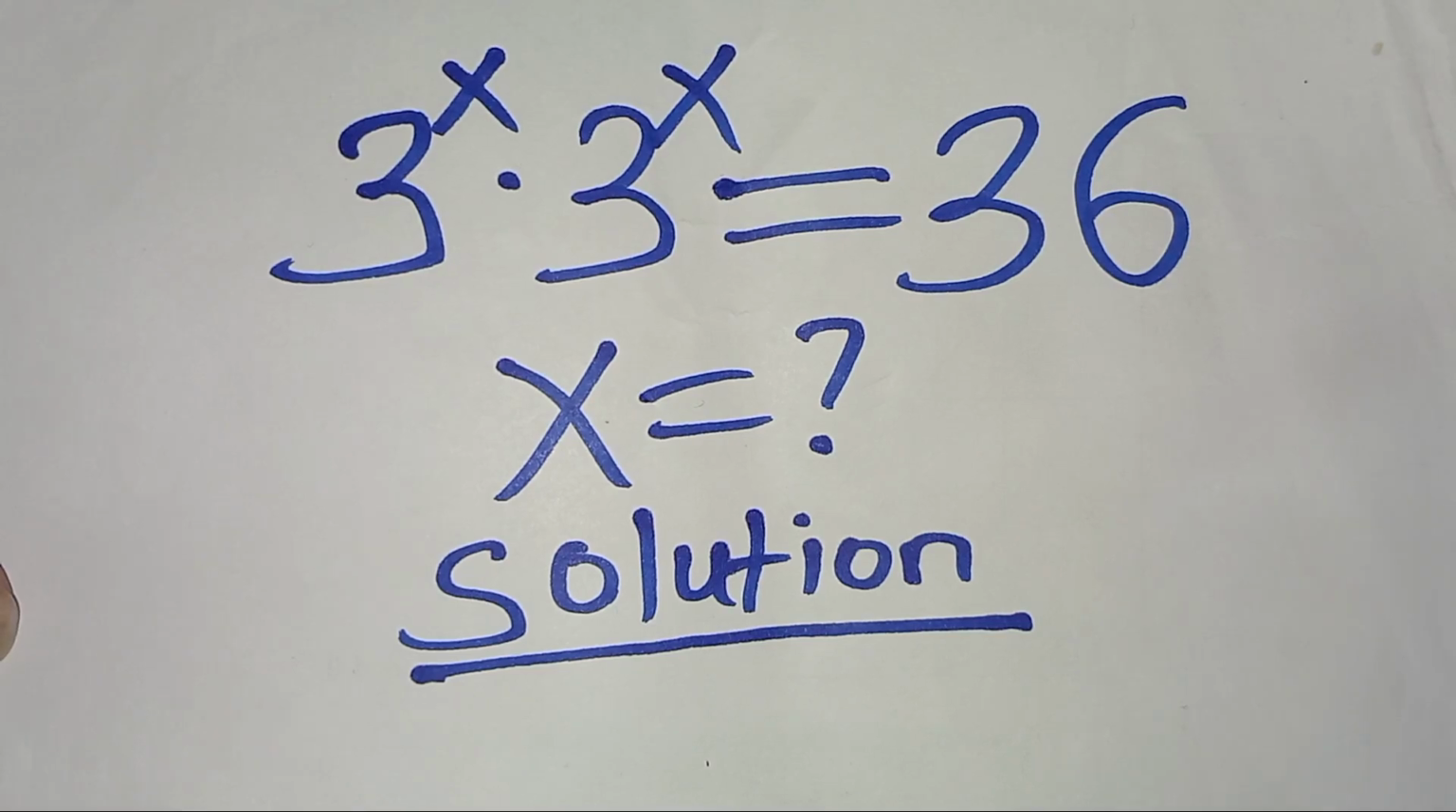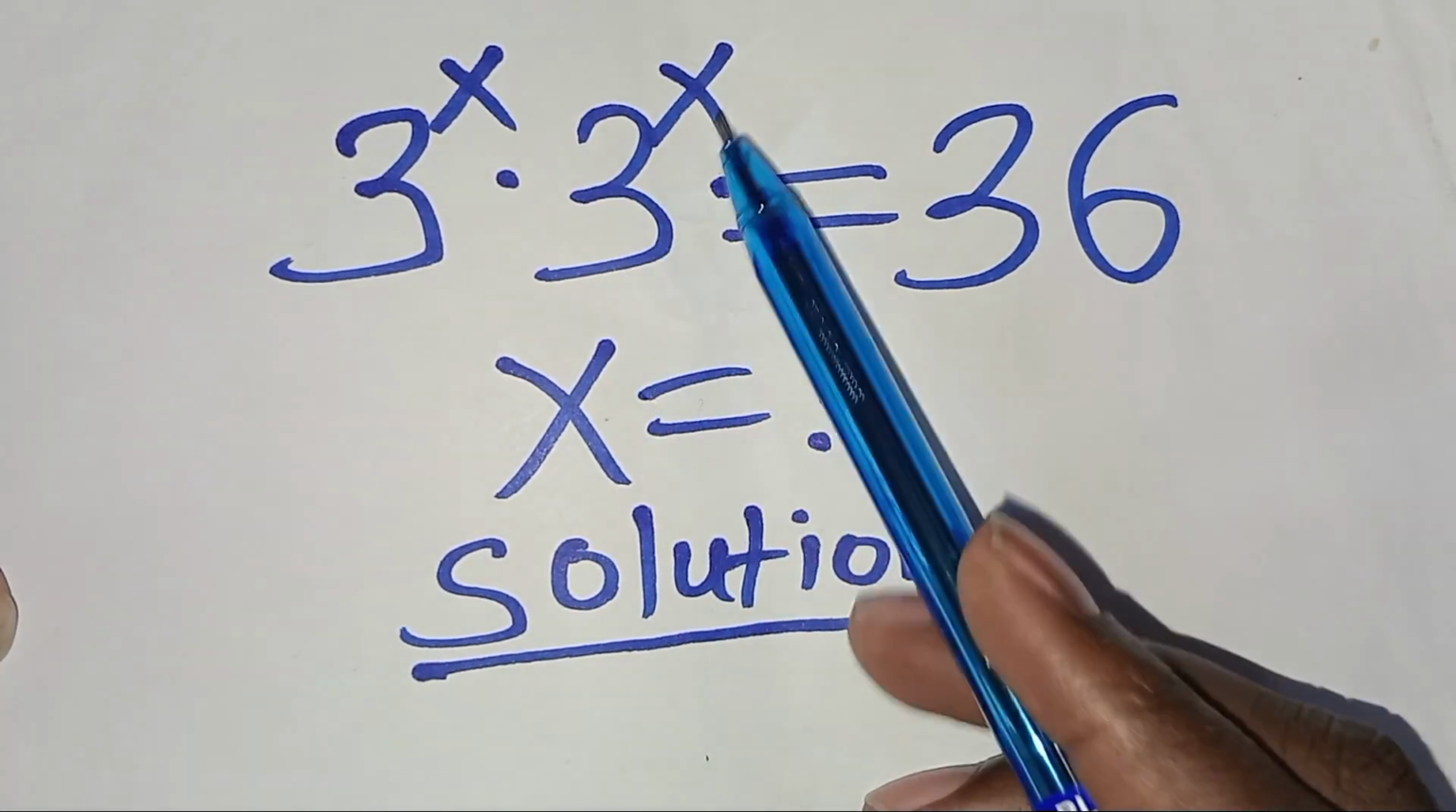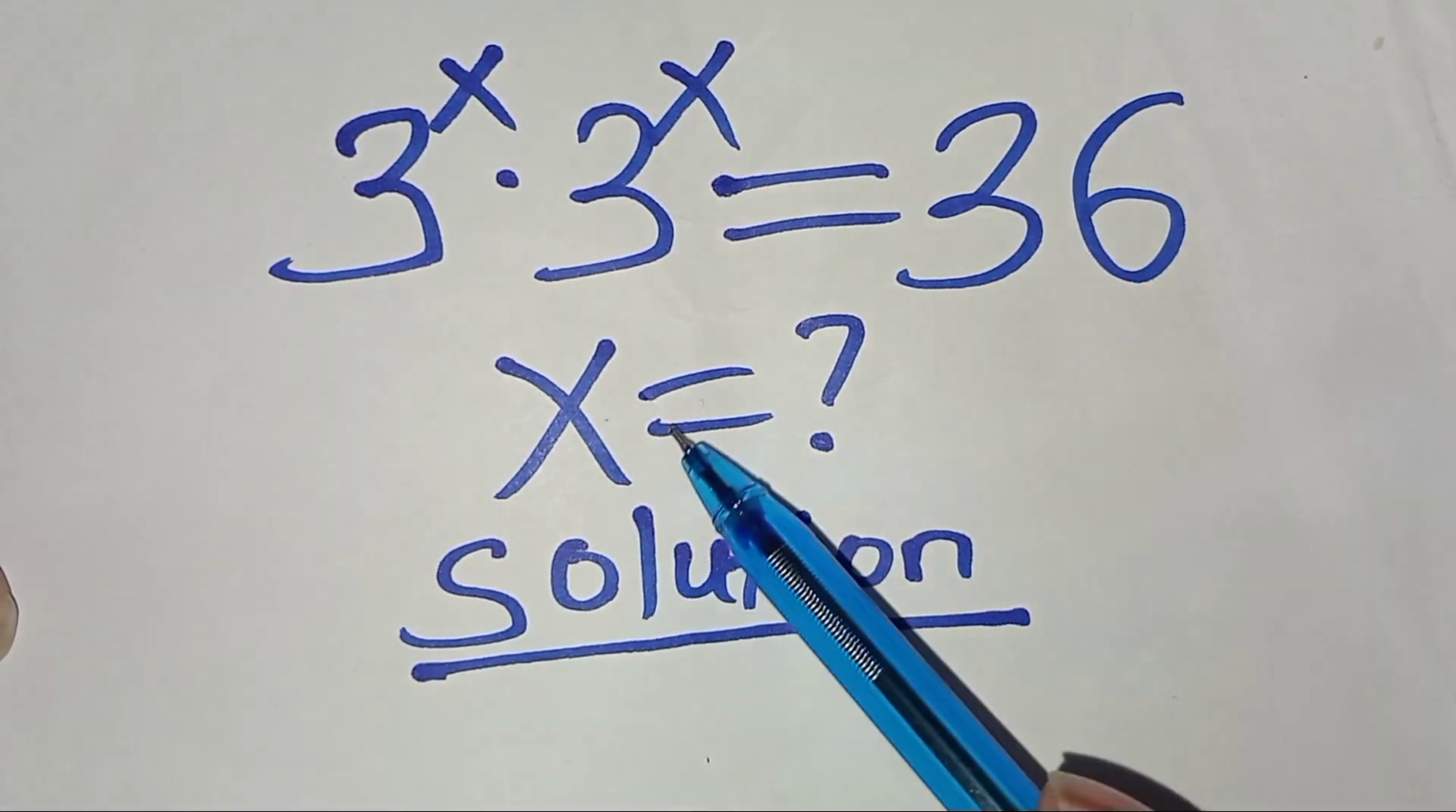Hello everyone, welcome to the solution. Given this nice exponential equation, 3 to the power x multiplied by 3 to the power x is equal to 36. So this is the value of x.